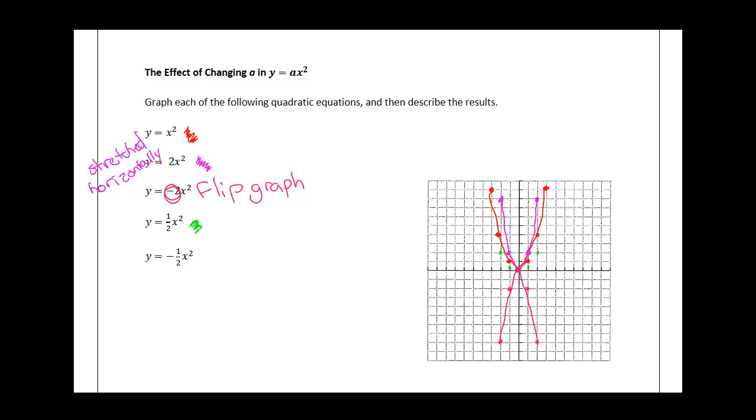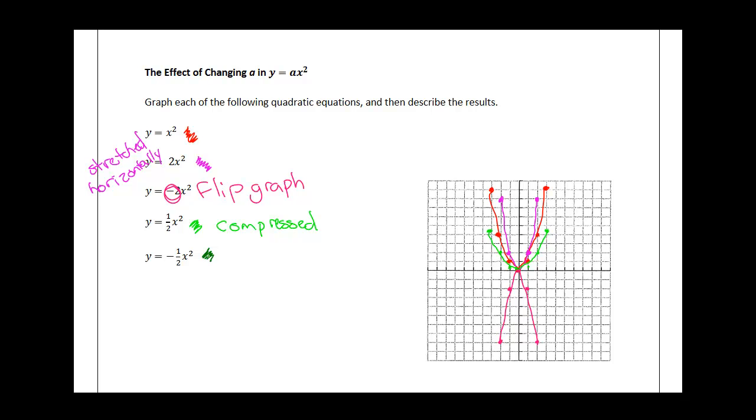Well, let's do another point. How about 3? 3 squared is 9, and 9 divided by 2 is about 4.5. So we're going to have points around there. So our graph is going to start looking a little like so. Well, instead of getting stretched, it now looks like it's getting smushed. Hence we call that a compressed graph.